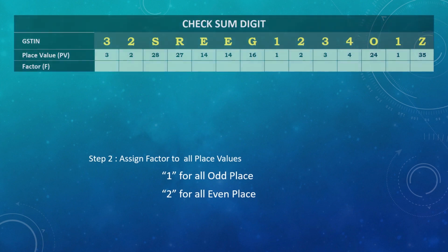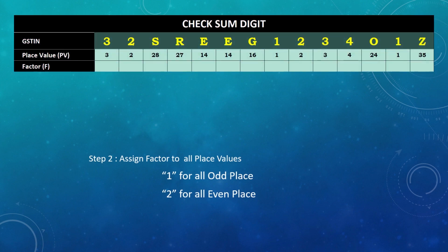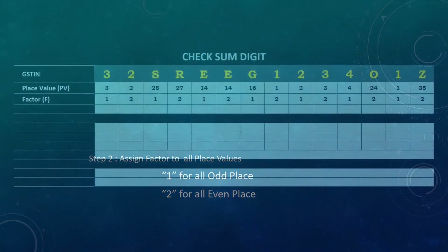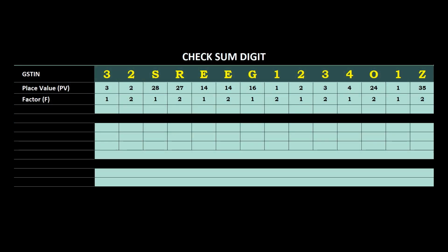Then assign factors to all place values. That is 1 for the first place, then 2, then again 1, 2, and so on. Now we have place values and factors. Then multiply place value with factor. We will get PV into F for all 14 places.